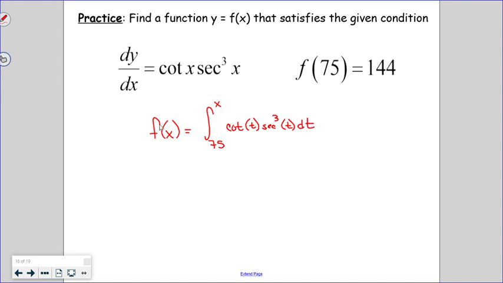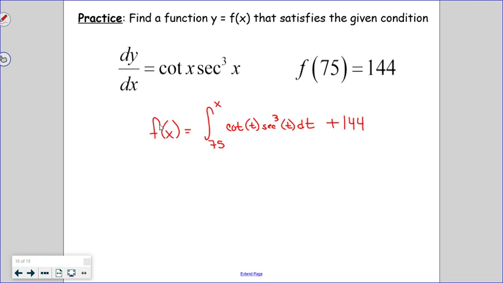Because now as I evaluate this at 75, this part of it is going to go to 0 because it'll be the integral from 75 to 75. So then I will add on whatever is supposed to equal 144. And this function now satisfies both of the given conditions.